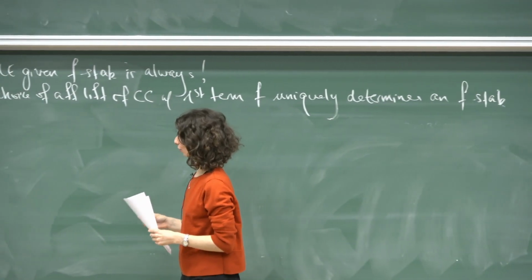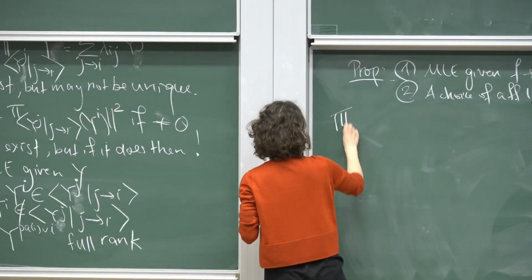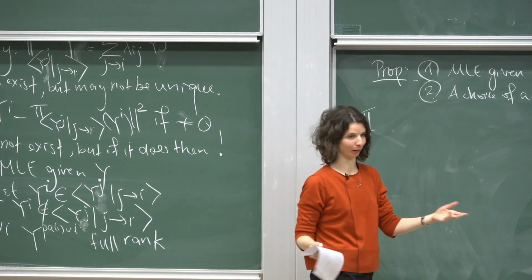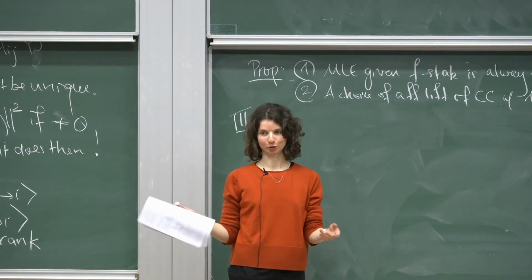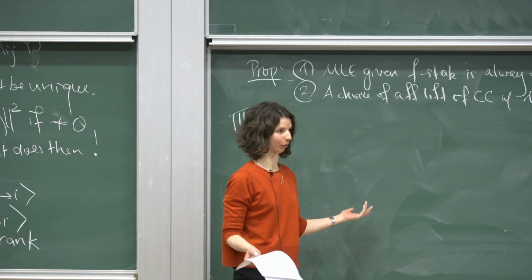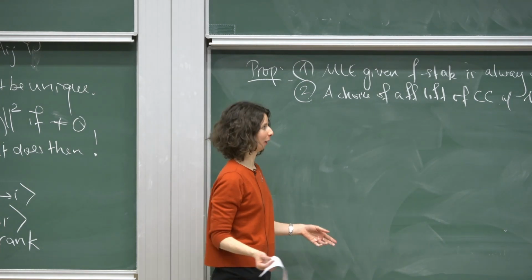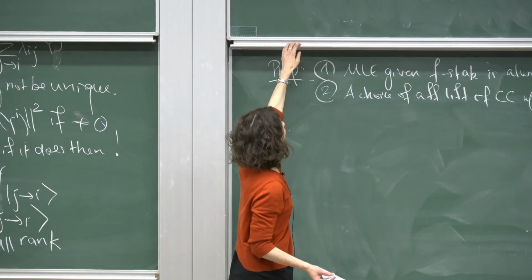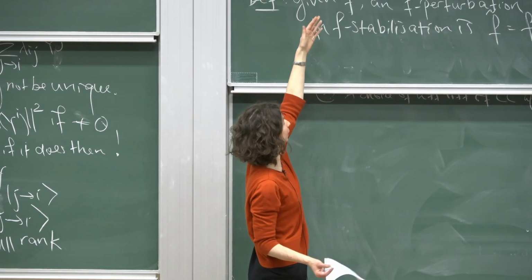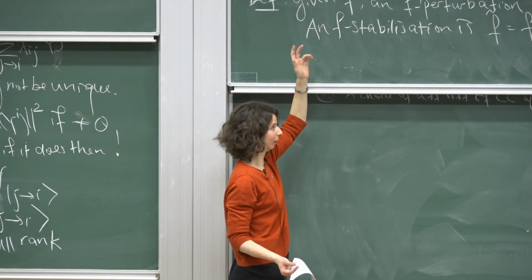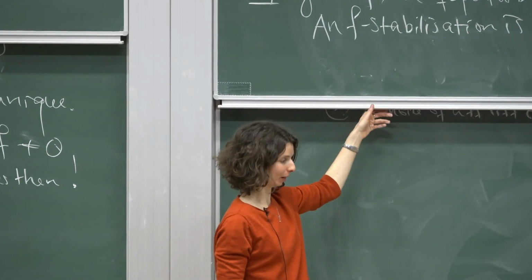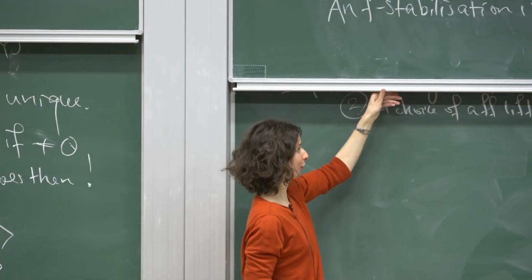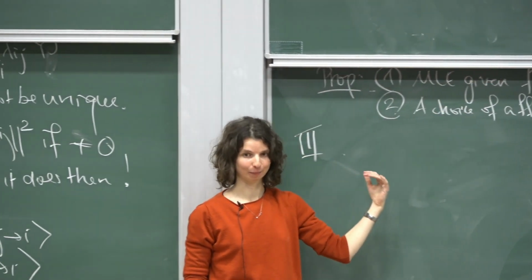Okay, and this is where the last bit of the talk is important, because you could have just said, if you have a sample F and it's degenerate, then just add any matrix to it to make it non-degenerate, and define that to be an F stabilization. Then we would get the same proposition. So what's key here is that by imposing these two conditions to define what it means to be an F perturbation, we can actually relate the MLE given an F stabilization to an MLE given the original sample.